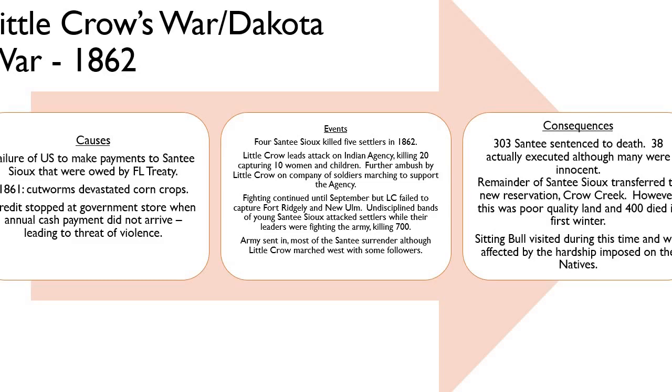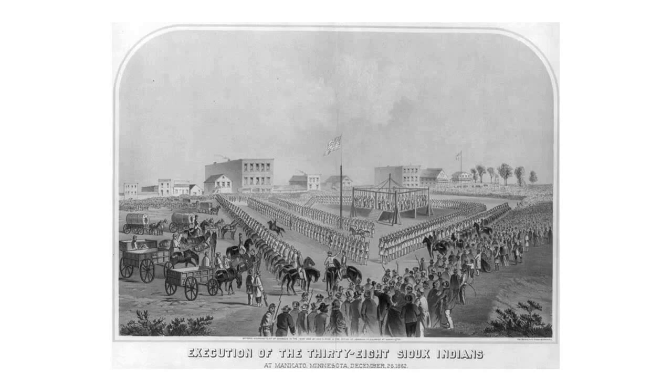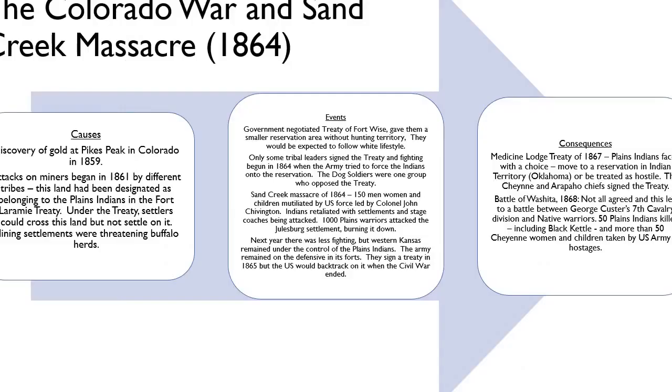The remainder of the Santee Sioux were transferred to a new Crow Creek reservation elsewhere in Minnesota. The land was very poor quality. 400 died there in the first winter. Sitting Bull, one of the leading figures of the Lakota, visited during this time and was affected really by the hardship imposed on the natives, and that perhaps influenced him in some of his actions later on in the 1870s. So, this was, as I say, a very serious situation, and the execution of these Sioux Indians was a highly controversial event indeed.